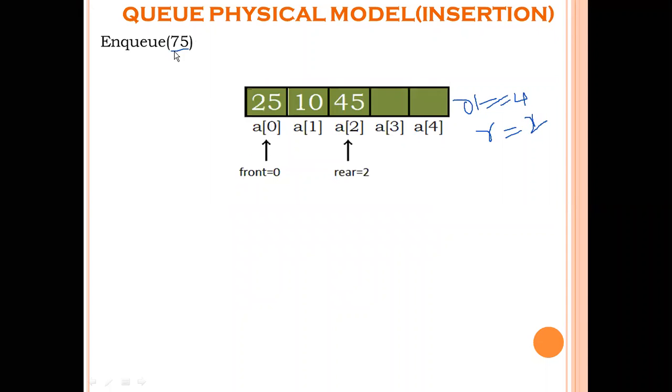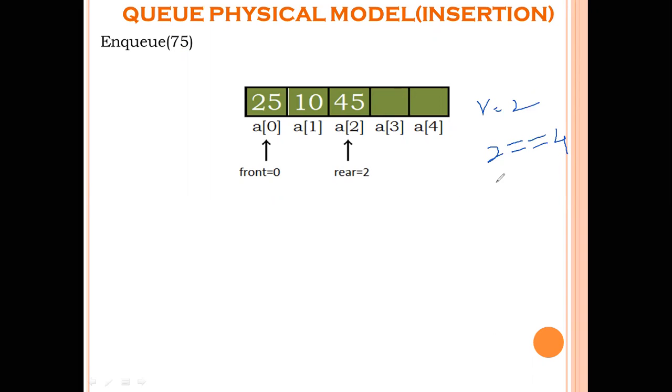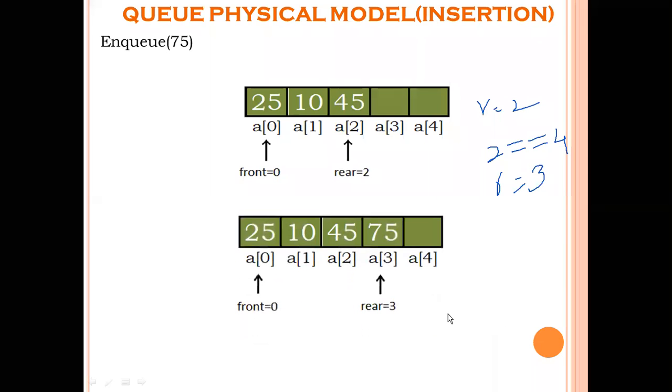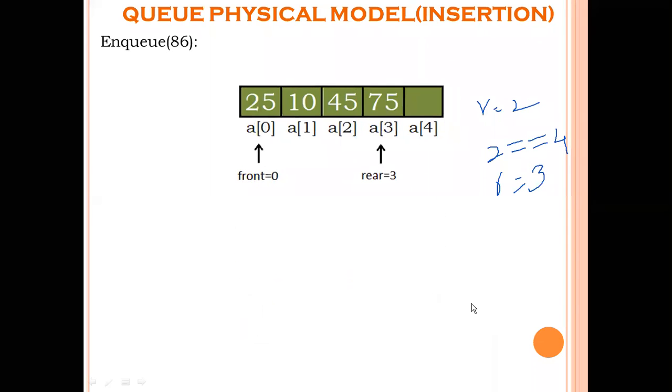Now we'll try to insert one more element, 75. Now what is the value of rear? 2. 2 equal to 4? No. So we can perform the insertion? Yes. Now what we can do? Increment rear by 1. Now rear will become how much? 3. Now in the position of 3, what we can do? We can place 75. Now let us try to insert one more element, 86.